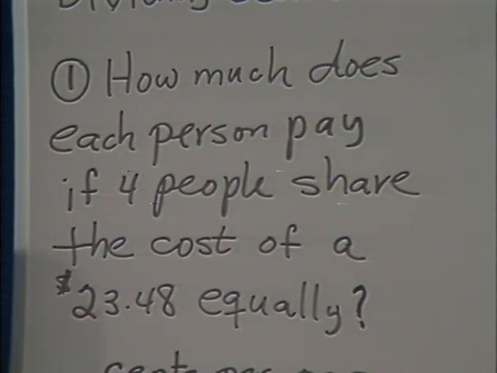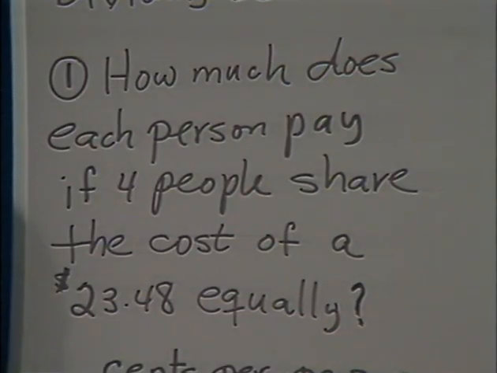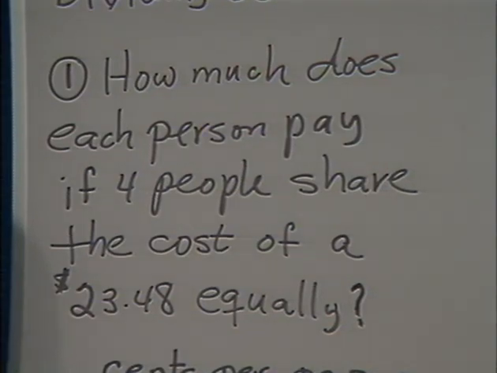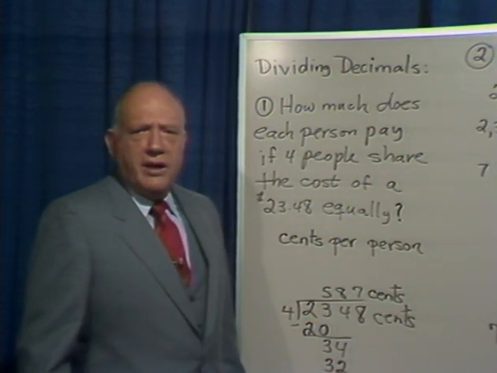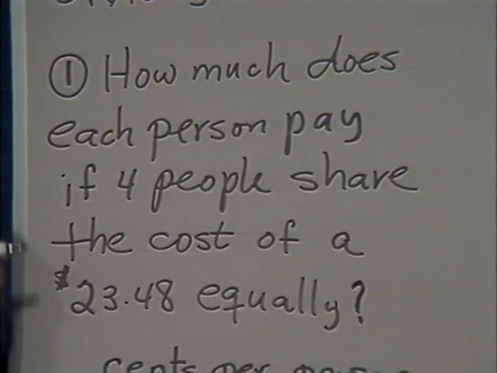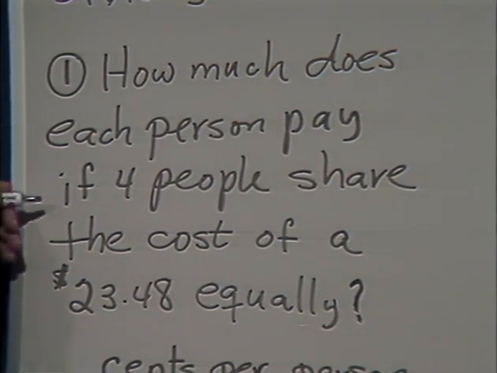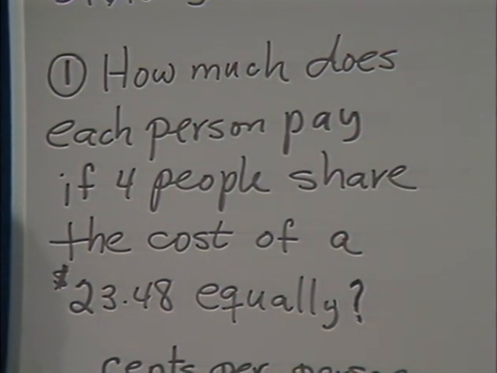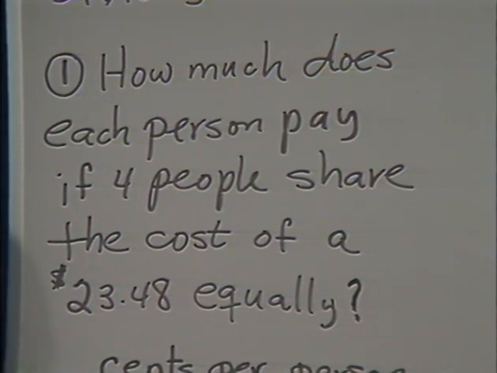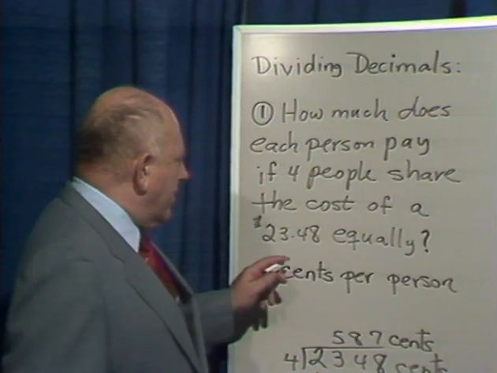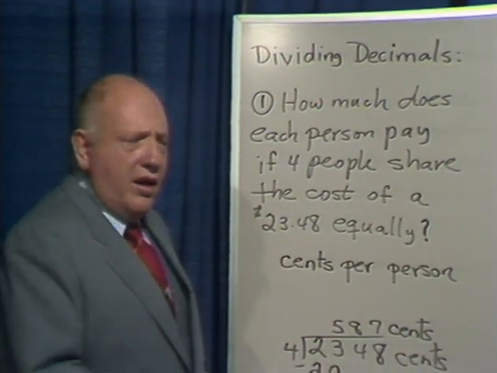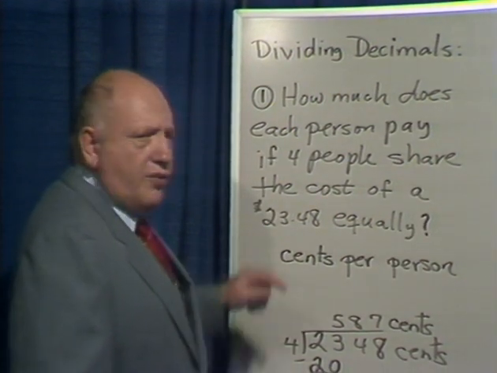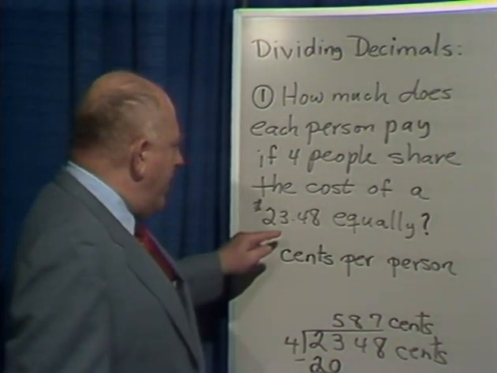I call today's discussion Dividing Decimals, and I begin with a problem which I think all of us know how to do, but I just want to illustrate a point. The first problem says, how much does each person pay if 4 people share the cost of a $23.48 gift equally? Well, basically, if you haven't learned decimals yet, you probably would think of $23.48 as being how many cents?